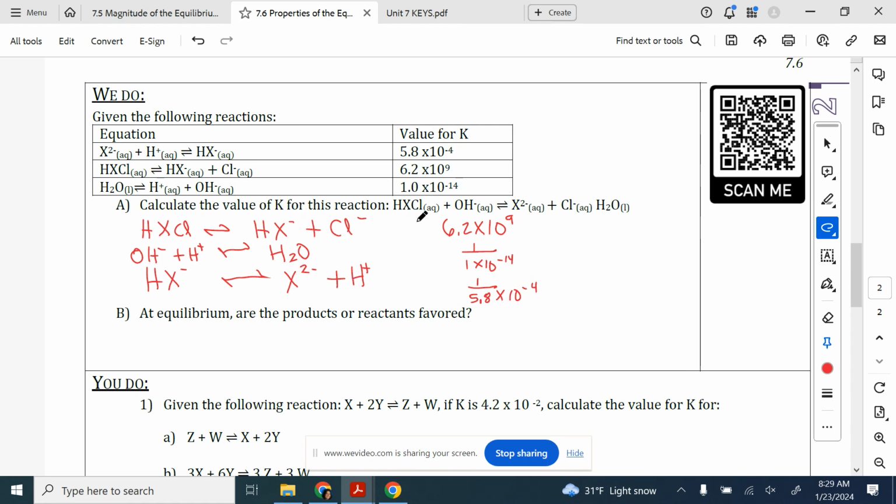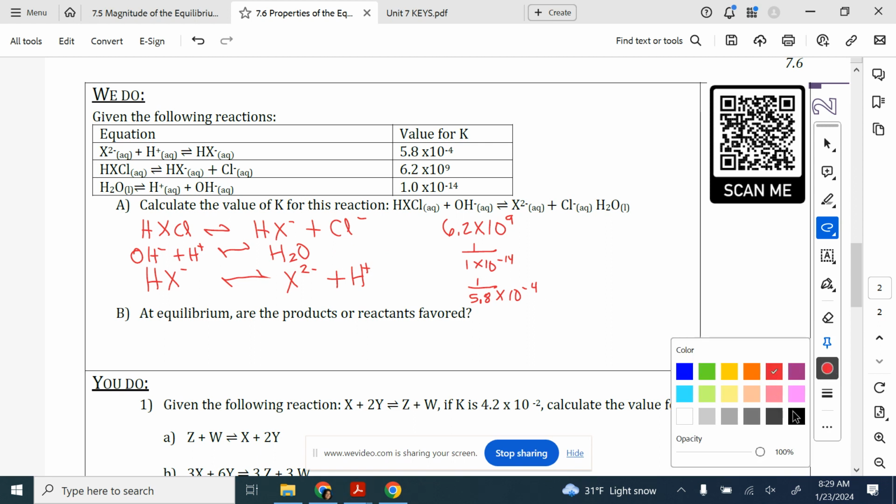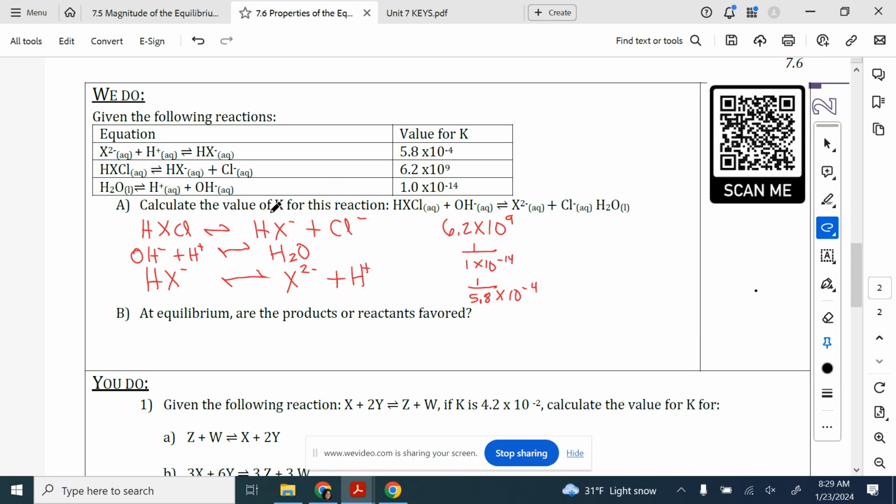And just to double check, I want to go through here and make sure that I've got everything canceled out. I've got that one gone. My H plus is gone. It's going to give me this one on this side. It's going to give me my OH over there. It's going to give me my X, my Cl, and my water. Okay, so yep, I've got everything canceled out that I needed to. I've got my final equation satisfied.